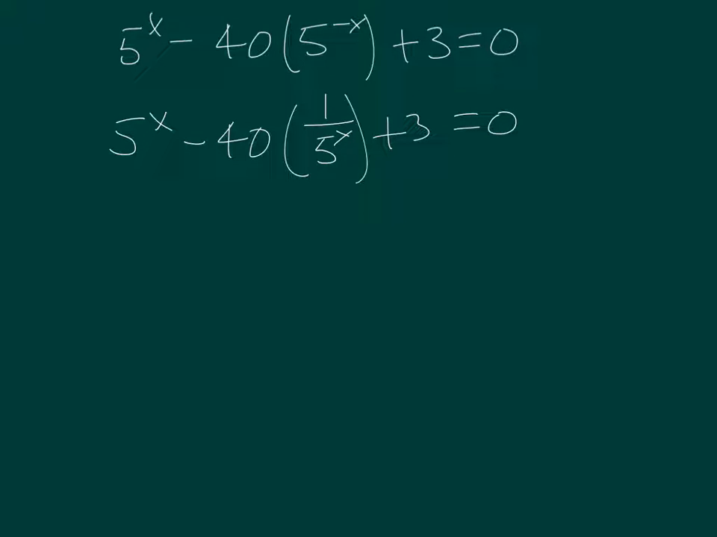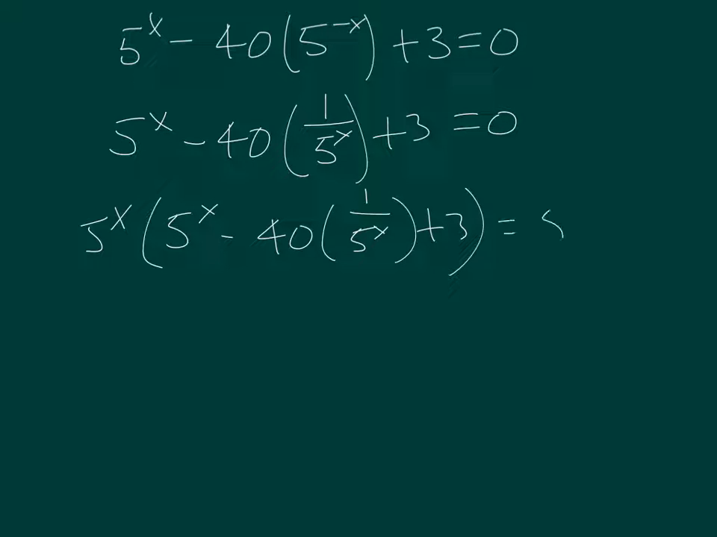Now, in order to solve this, we will want to clear the fractions. So our lowest common denominator of all terms is 5 to the x. So we'll multiply both sides by 5 to the x. So we'll have 5 to the x times 5 to the x minus 40 times 1 over 5 to the x plus 3 equals, and then we'll multiply the right side by 5 to the x also.